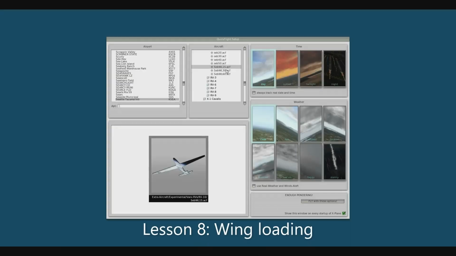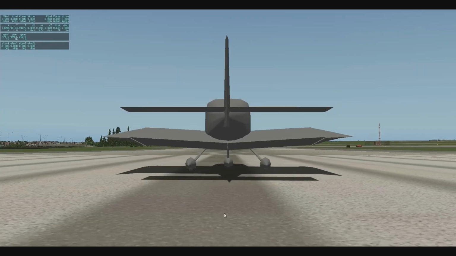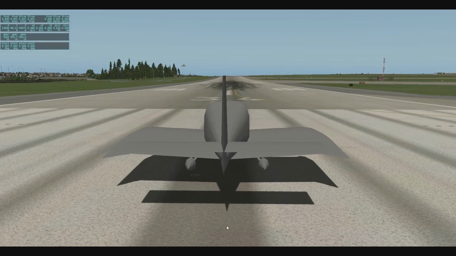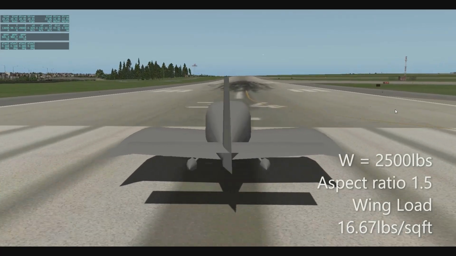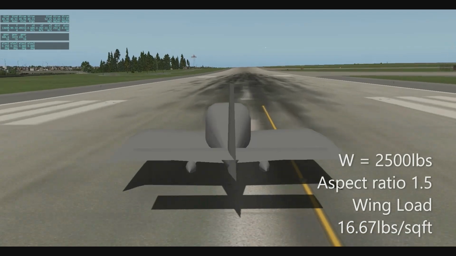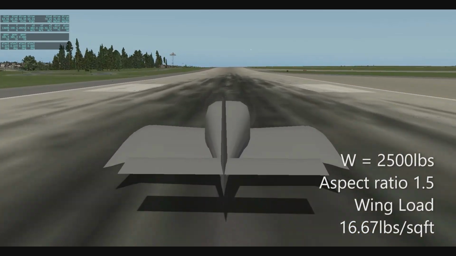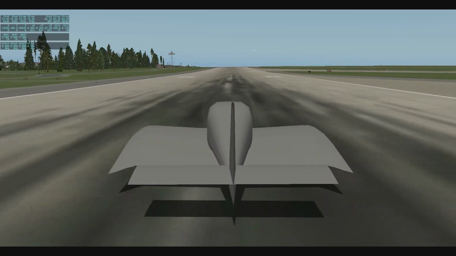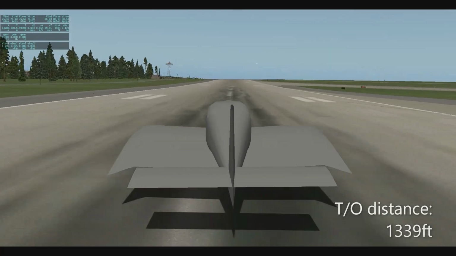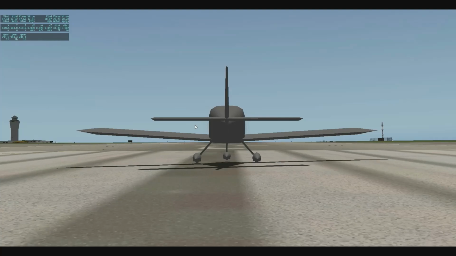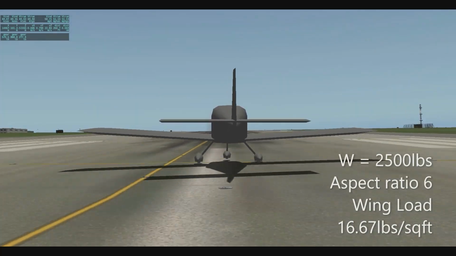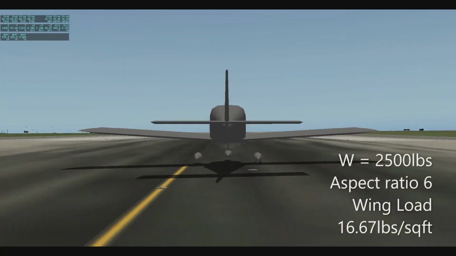For the next lesson I have created 3 airplanes with the same wing loading, but various total weight, chord, and wingspan, and we'll see how these values affect the takeoff distance. The first aircraft has total weight of 2,500 pounds, aspect ratio is only 1.5, and wing loading is 16.67 pounds per square foot. The average takeoff with this airplane was 1,339 feet.